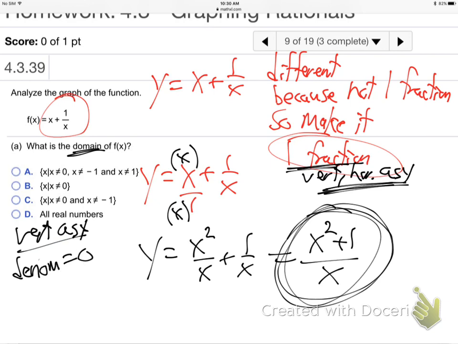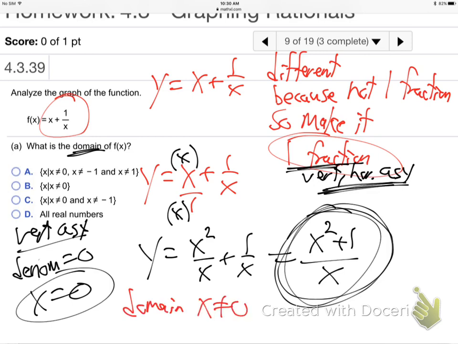Denominator equals 0, so that's just x is 0. Nothing more than that. What's the domain? X cannot be 0. Right here. X cannot be 0. So vertical asymptote, domain, right? They're all about denominator equaling 0 or not equaling 0.